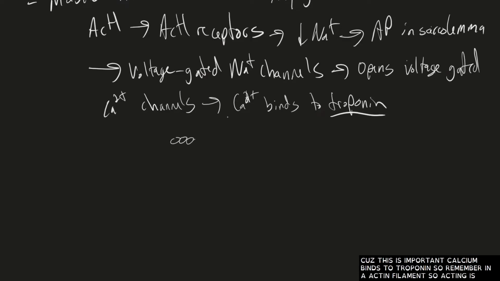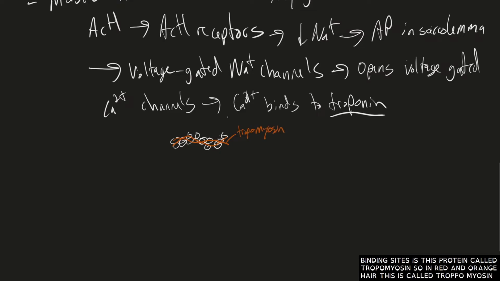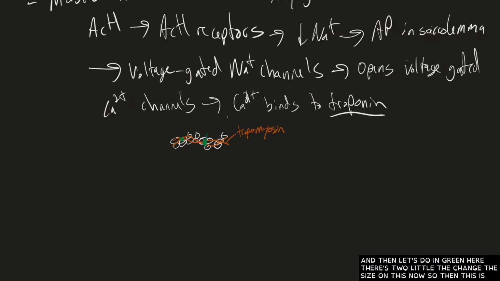So actin is two rings of actin that twist around each other in a way. So this is supposed to be a bread tie, twisting around each other. And then there are these little binding sites in here. However, blocking these binding sites is this protein called tropomyosin. So in orange here, this is called tropomyosin. And then in green here, there's two little, let's change the size on this now. So then this is troponin. All right, so the two T's, calcium comes in.